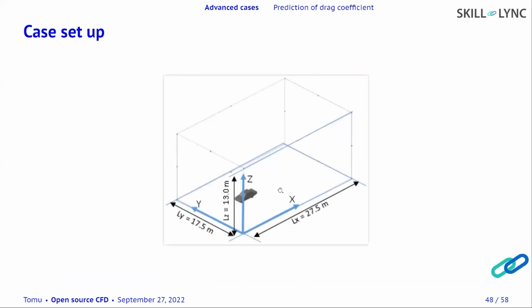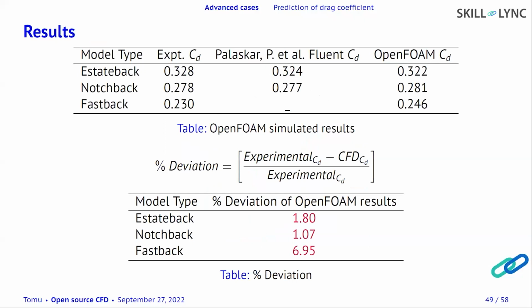So this is the case setup. There is the vehicle, similar to our statue location in our first case, and then this is the entire domain. Now we can see the results in this slide. Here we have estate back, notchback, and fastback results. The first one is the experimental CD. With the experiment, they found the CD values as 0.328, 0.278, and 0.230.